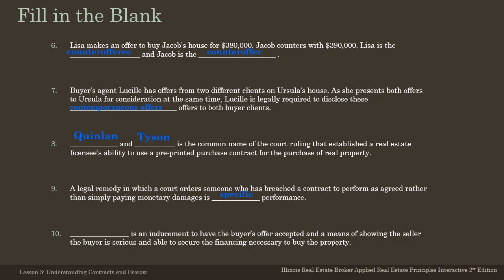10, earnest money is an inducement to have the buyer's offer accepted and a means of showing the seller the buyer is serious and able to secure the financing necessary to buy the property. And I'll say okay with that. That's typically what we think the earnest money is all about.